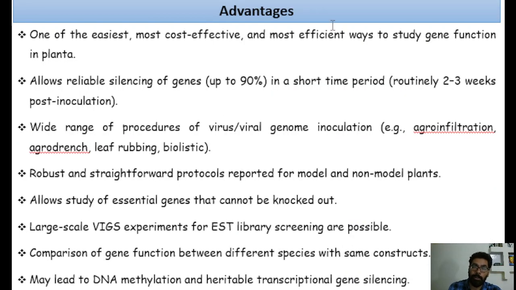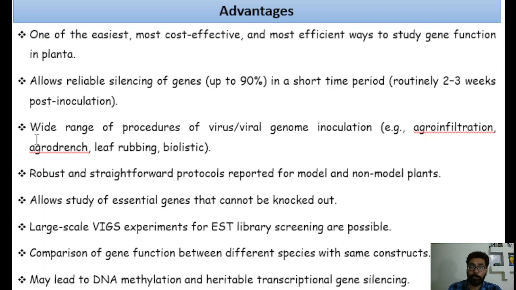So what are the advantages? One advantage I already told, that it is the easiest method because we just have to inoculate the plant with Agrobacterium. The cloned viral vector in Agrobacterium we can directly inoculate. It is a cost-effective method to study the gene function in planta. It also allows reliable silencing of genes within a short period of time. We don't need to create the transgenic, therefore it is a routine process that can be completed within 1 month.